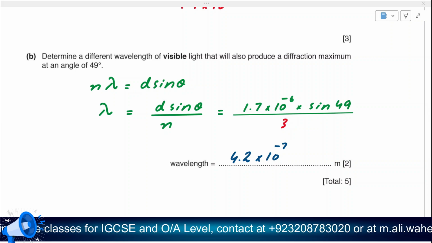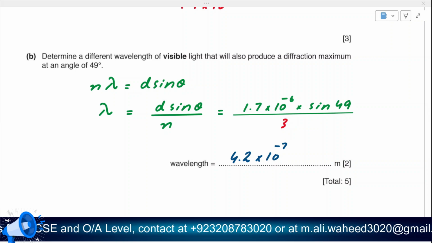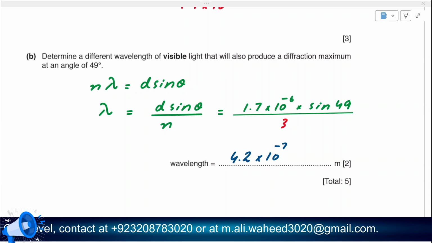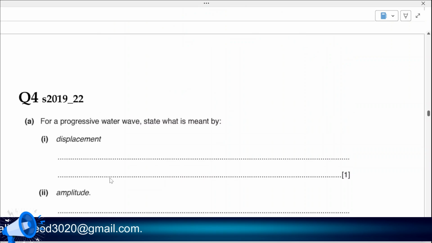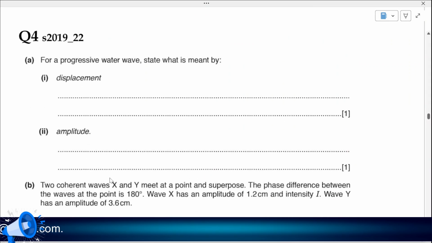So this is a different wavelength of visible light that would produce a diffraction maximum at the angle 49. Let's move on to the next one. I'm going to skip the definition.